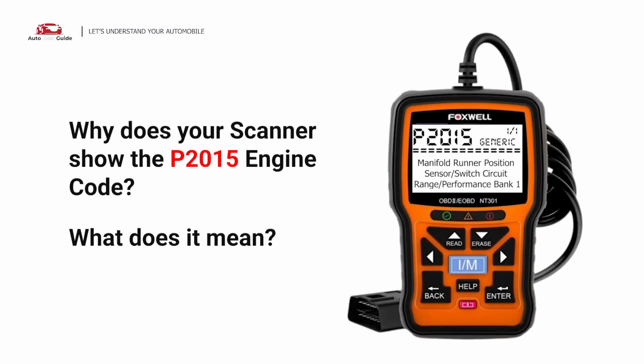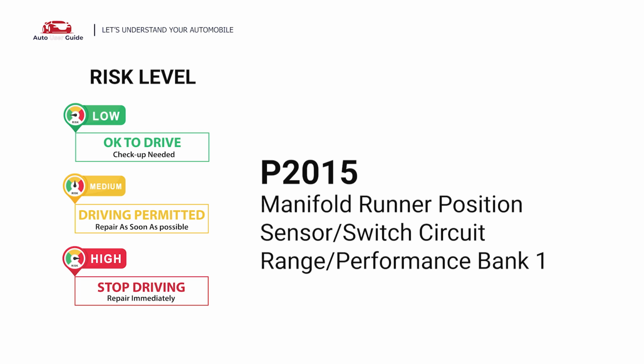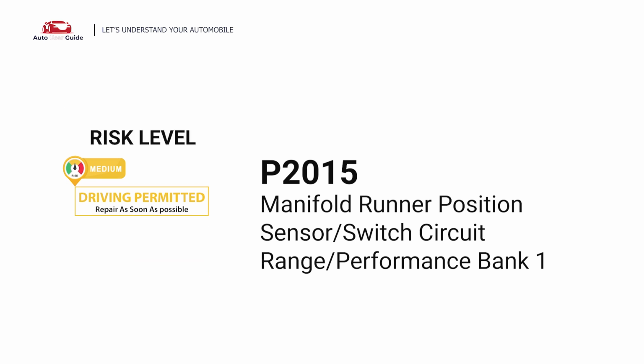Why does your scanner show the P2015 engine code? What does it mean? P2015 is a diagnostic trouble code for intake manifold runner position sensor or switch circuit range or performance bank 1.